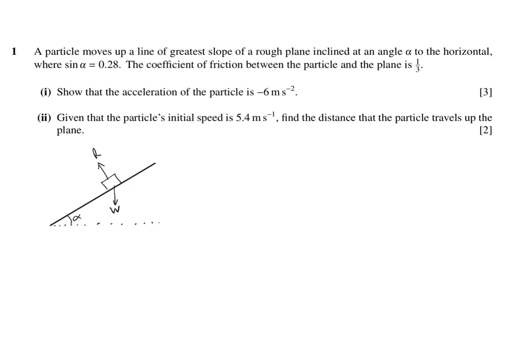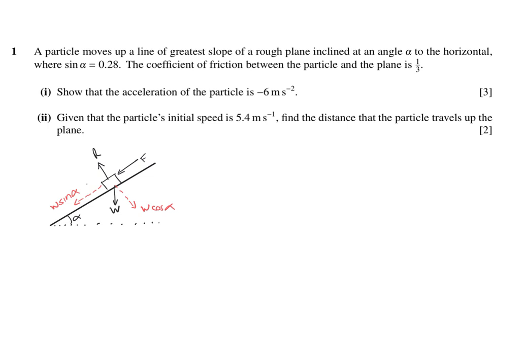As I don't know the mass of the particle, I'm just going to use W to represent the weight of the particle up the slope, and I've used R for the normal reaction force. Now I need to resolve W, so I have all my forces acting on the plane, parallel and perpendicular. So down my plane, I've got W sine alpha, and perpendicular to the plane, I've got W cos alpha, and I've also added friction, which is moving down the plane because the particle is moving up the plane.